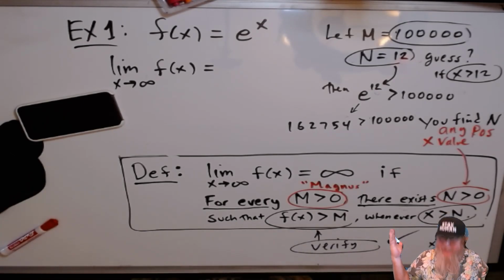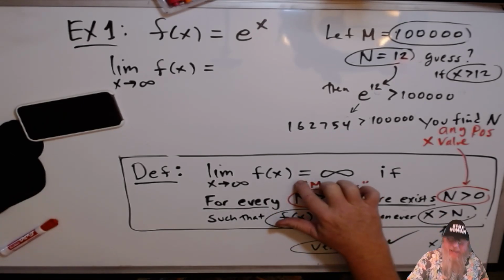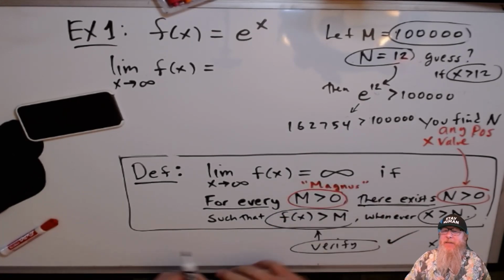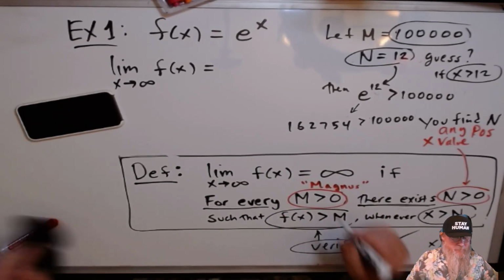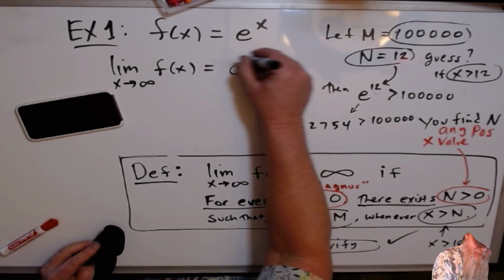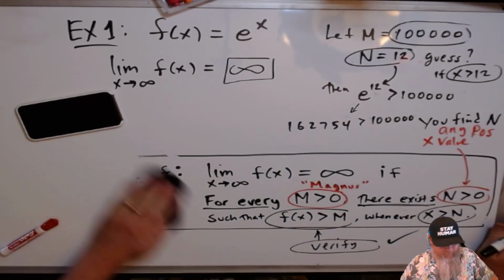All right, well, that's it. That's the definition, and that means now we can actually say that a limit equals infinity. And so this limit is, in fact, infinity.